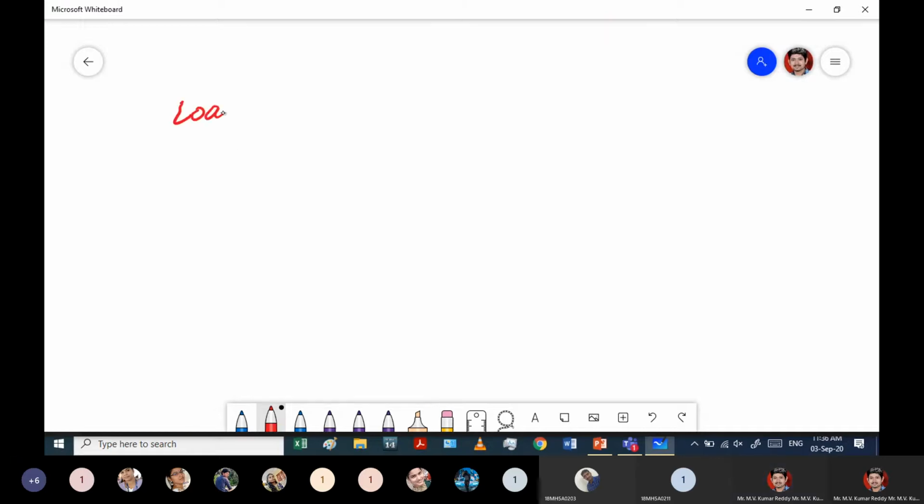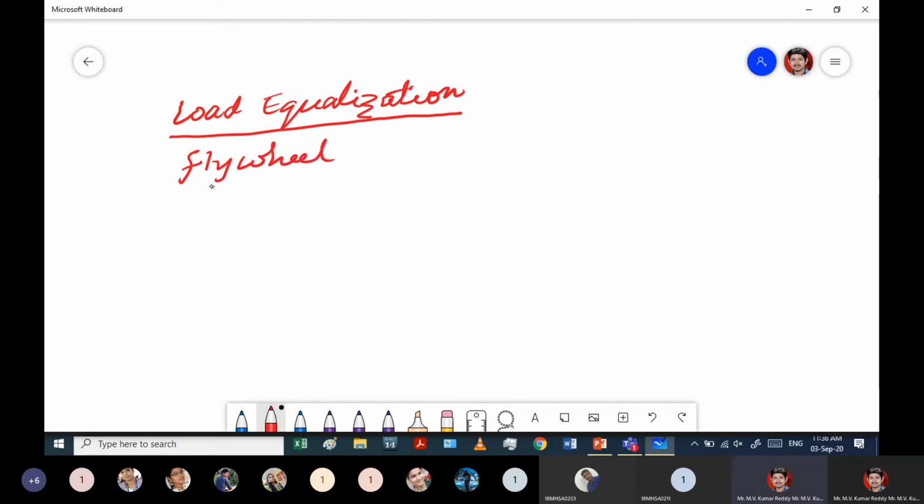Load equalization. To maintain load equalization, we use a flywheel. This flywheel has two conditions: the first condition is when the load is increased, and the second is when the load is decreased.